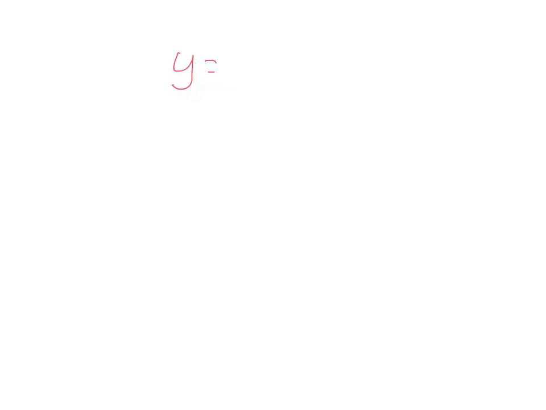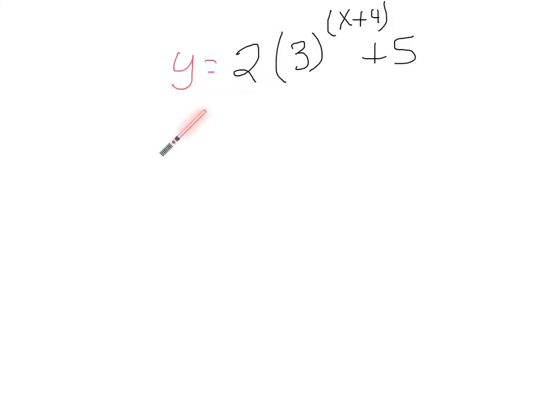So we have a function, and there could be a number, like a starting number. Let's say it's 2, and then the base will be 3, and then to the power of x plus 4, and then we're going to add 5 to that. So these are the key values right here, the key points: the 2, the base, something in the exponent, and something else.